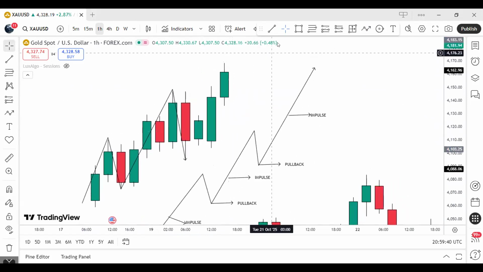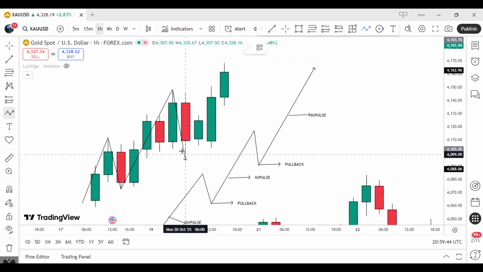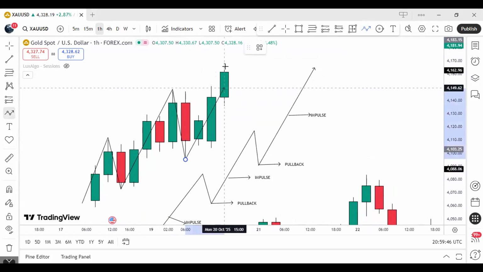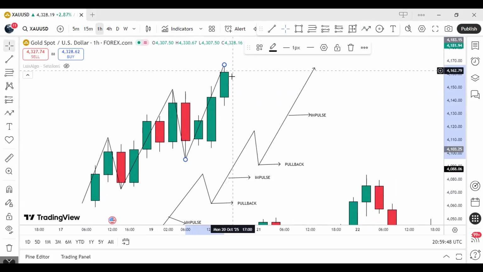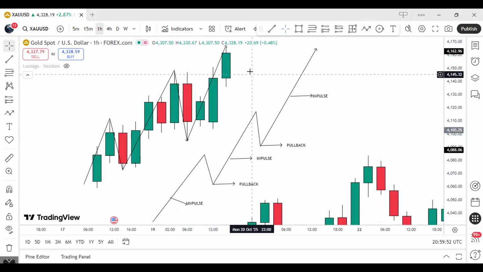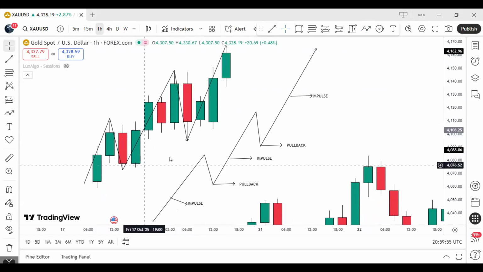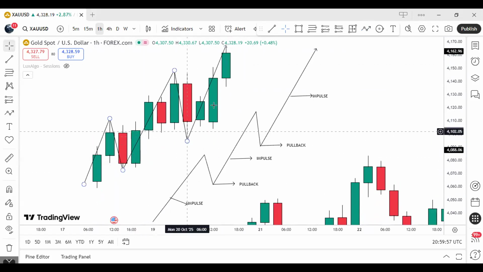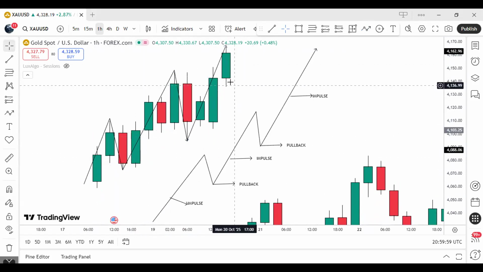All right. And then another impulse move was generated after this pullback. Do you understand? So this is just the diagram of this market, of this particular trend you are seeing here. So we have two pullbacks here, two pullbacks here. Do you understand? So this is pullback and impulsive move, the example I have just given here.